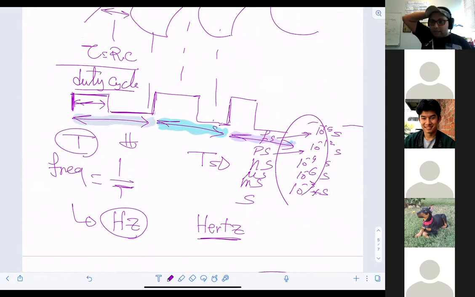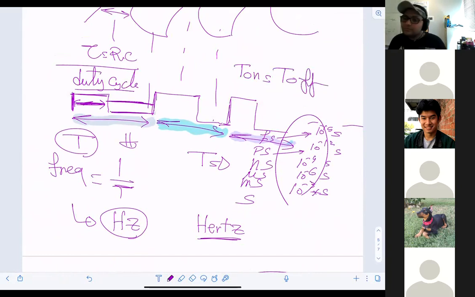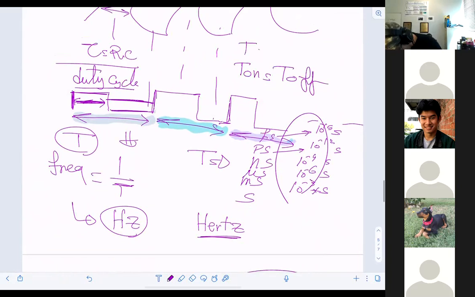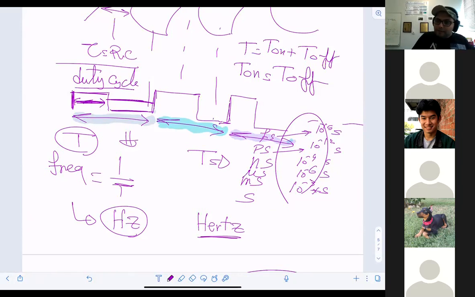What is unique in the clock? It's actually the on time equal off time. So T on equals T off. So pretty much T is equal to T on plus T off. You can call it T is equal to 2 times T off, T equal to 2 times T on, whatever you want. If this happens, then whatever signal I see on the oscilloscope is considered what? Clock.